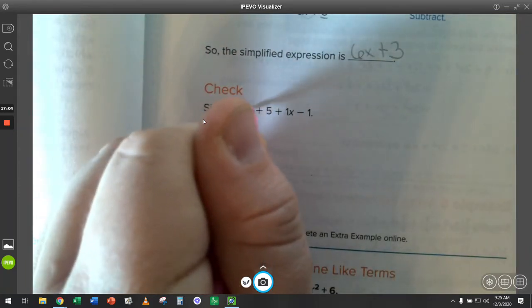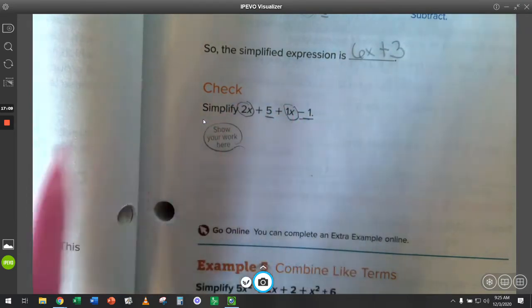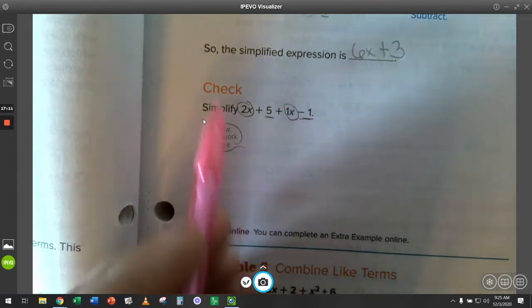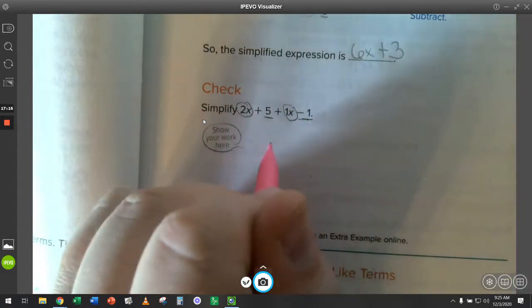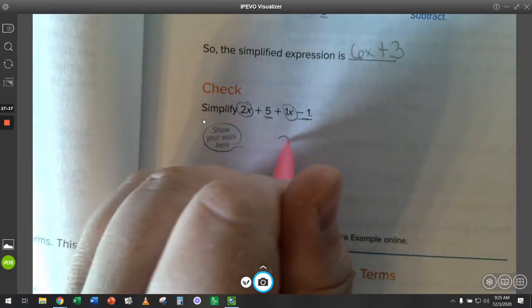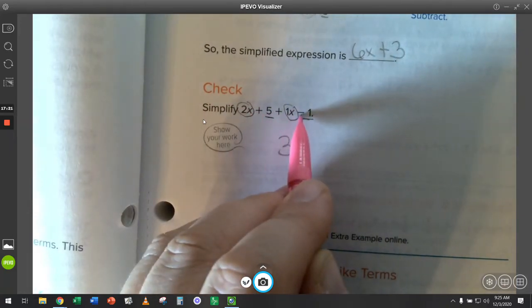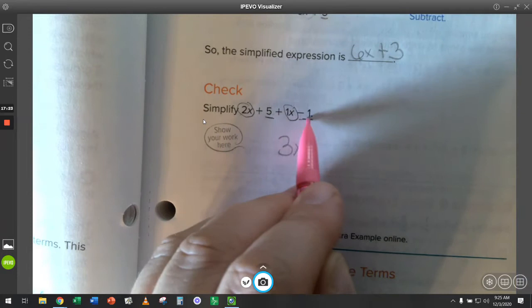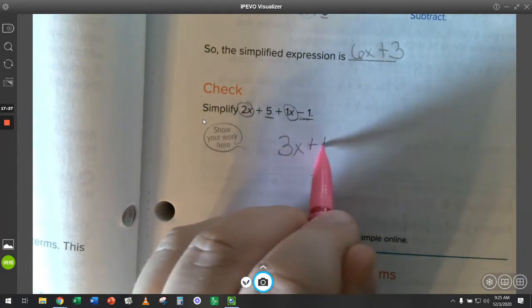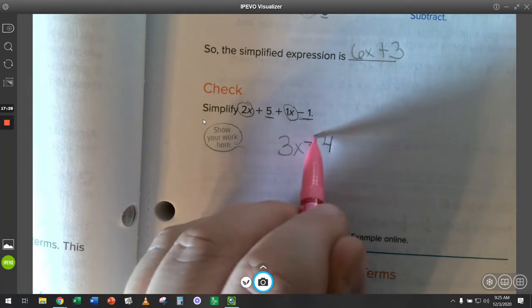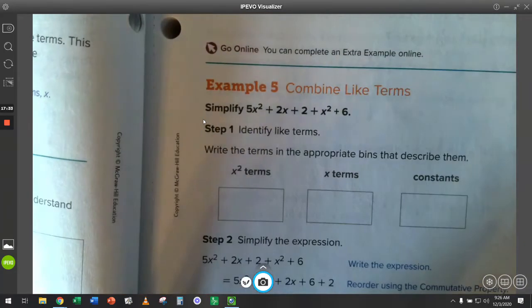Circle those with x's, underline those with constants. So once again, we can combine the x's. 2x plus 1x is 3x. 5, now be careful, there's a subtraction sign, so we're going to do 5 minus 1 would be 4. So then our answer here would be 3x plus 4 would be our expression.